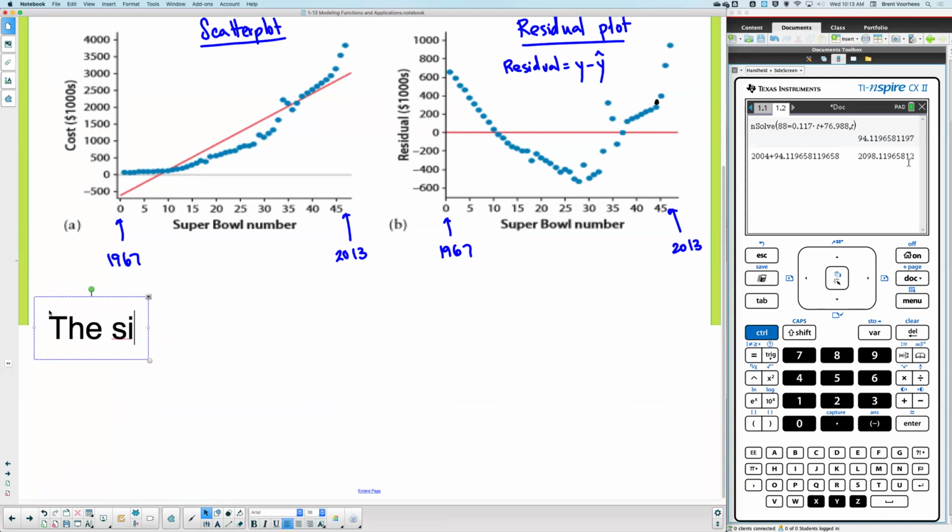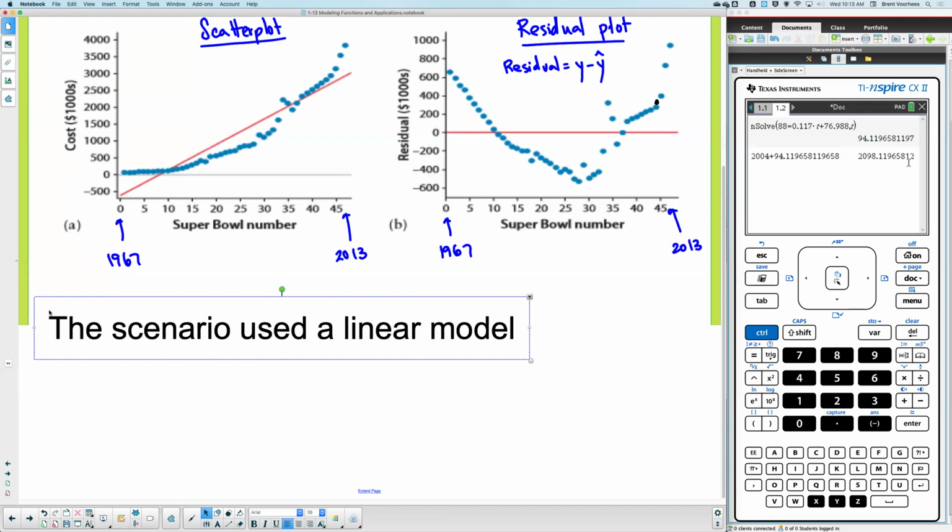This scenario used a linear model. How do I know it's linear? Look over here at the predicted. What kind of shape is that red line right there? The predicted. What did they use? A line, a parabola, an S-curve? A line.